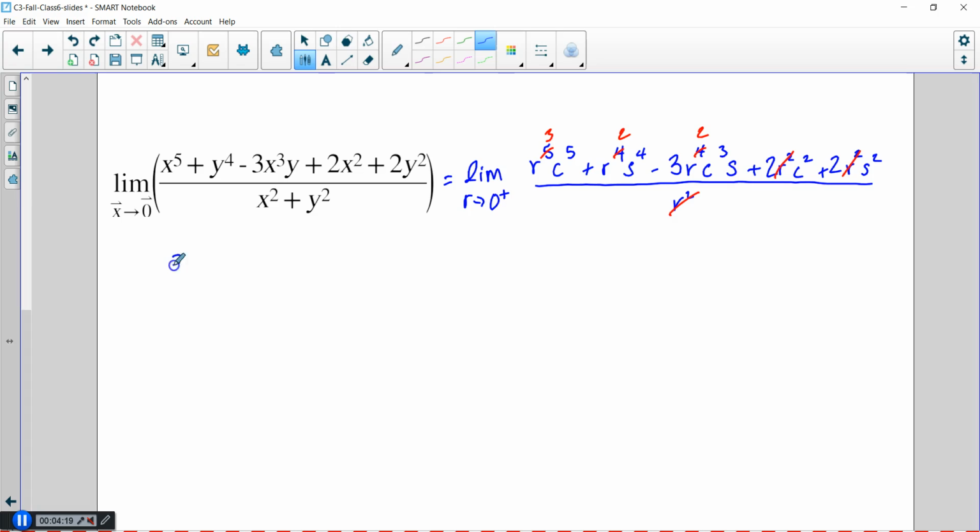Okay, so at the end of the day, what is left? Limit as r approaches 0 from the right side of, and then I get, let's see, parentheses, r to the 3rd cosine to the 5th, plus r squared sine to the 4th, minus 3r squared cosine squared sine squared. And I should also mention here we have cosine squared plus sine squared, right? So that's just plus 1.